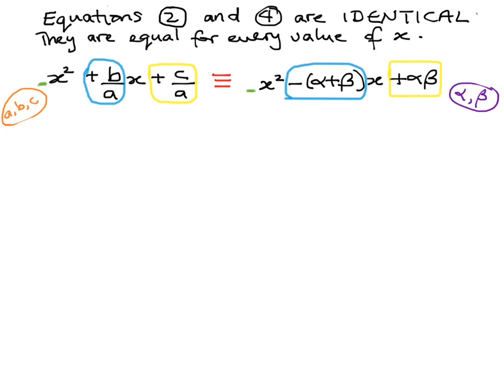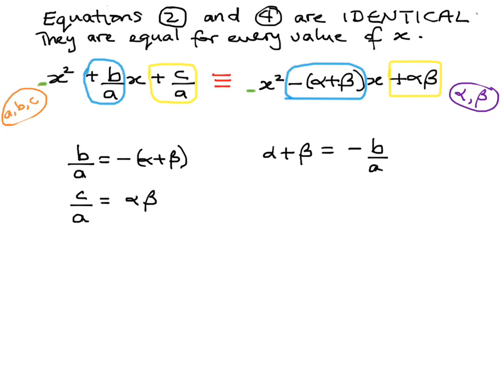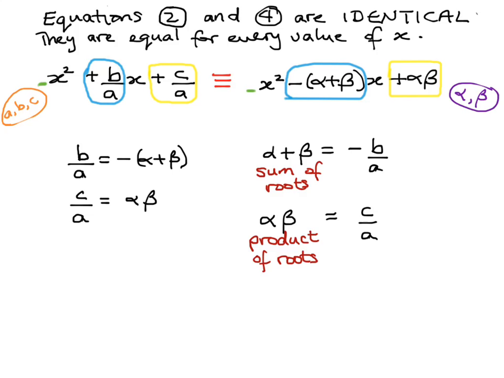I can equate my coefficients. That means that I can say that b/a is equal to -(alpha + beta), and c/a is equal to alpha beta. So let's write these with the roots as the subjects of the formula. So I'll have alpha + beta = -b/a, and alpha beta = c/a. And you'll note that alpha + beta is the sum of the roots, while alpha beta is the product of the roots. And this is the crux of my relationship between the coefficients and the roots of a quadratic equation.